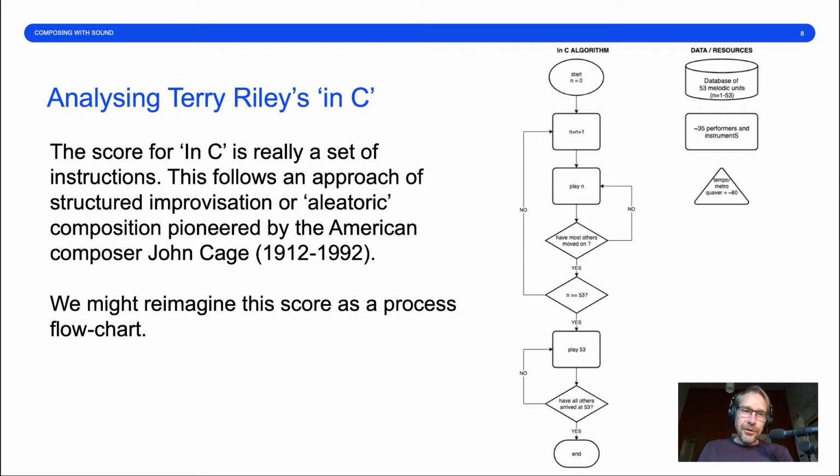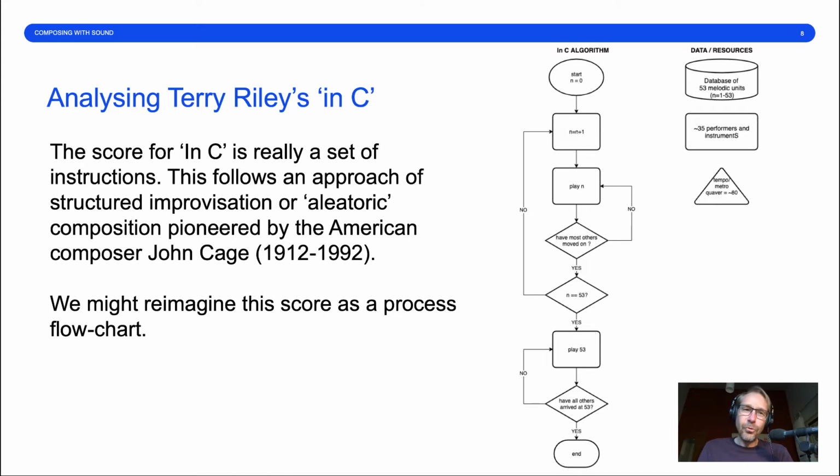It's a structured improvisation because the structure, the selection of musical fragments is provided, but the rate at which they unfold is determined by the performers themselves. So let's have a look at this flowchart. So we can see two elements here. The first is an algorithm, a set of boxes for instructions, actions, or decisions. And the second is a list of data or resources. So you can see there's a database of 53 melodic units, and they're given an index n, which runs from 1 to 53, a number that represents each of those 53 melodic fragments.